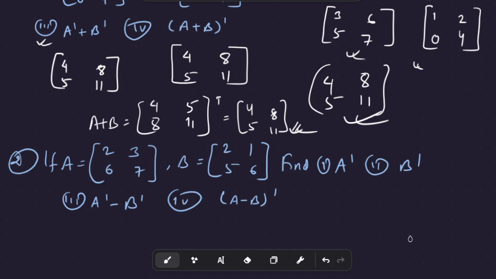Matrix A is 2, 3, 6, 7. Matrix B is 2, 1, 5, 6. We need to find A transpose, B transpose, A transpose minus B transpose, and A minus B whole transpose. So in the previous question, we had added the transposes of the matrices. Here we need to subtract. The process is the same, only the operation is different.